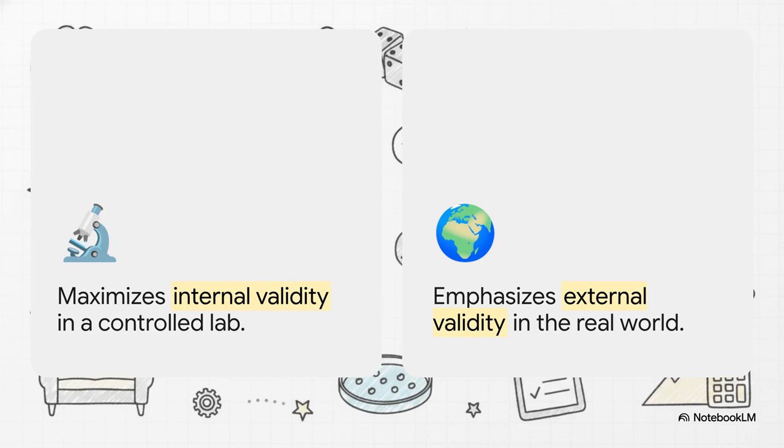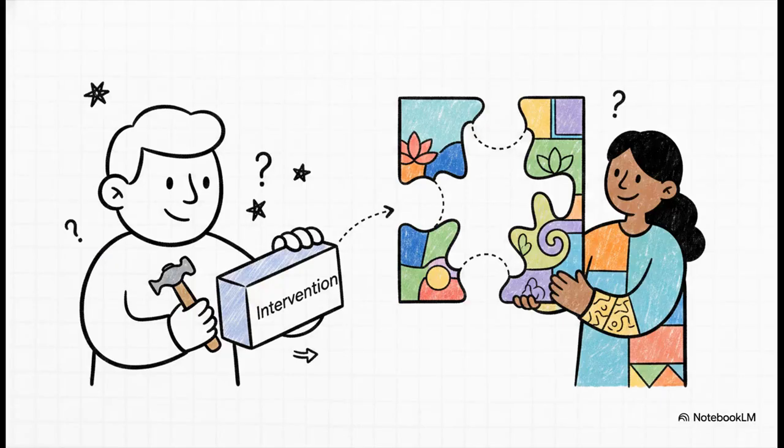Efficacy is all about internal validity. Did the treatment cause the change in a highly controlled, perfect laboratory setting? Effectiveness, on the other hand, is all about external validity. Does this treatment actually work in messy, real-world settings with typical patients and everyday therapists? Because a treatment might have incredibly high efficacy in a pristine lab, but totally low effectiveness in a busy community clinic.